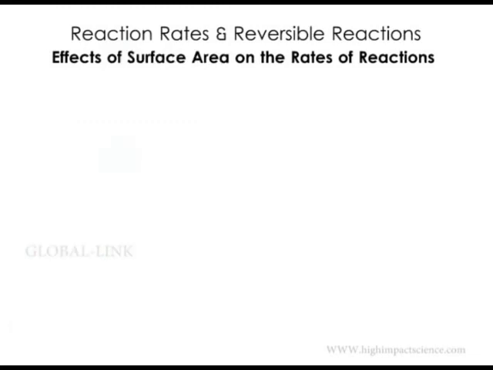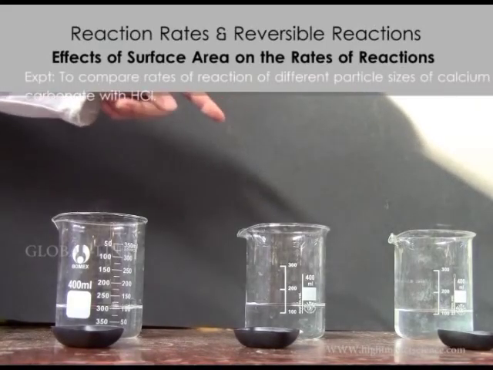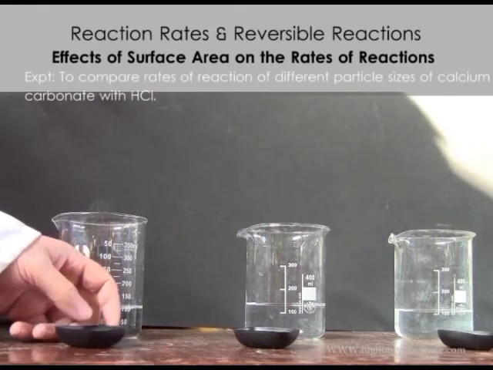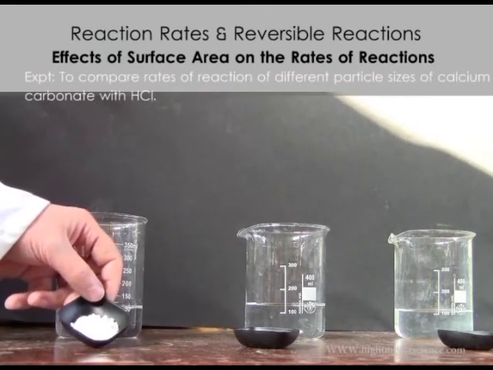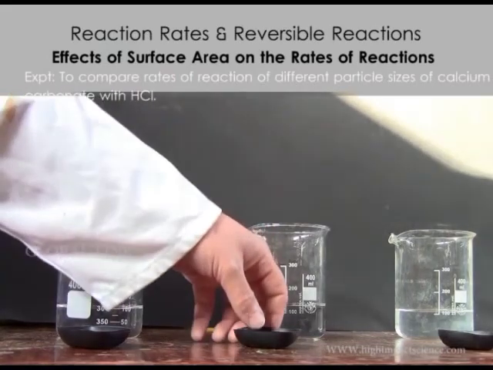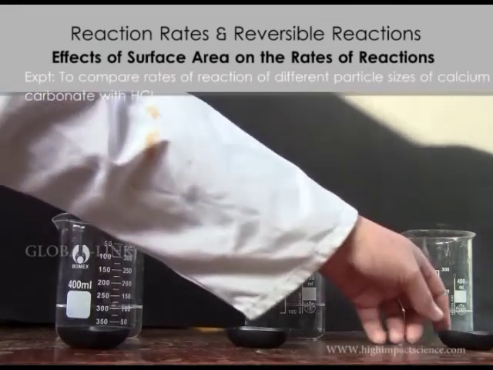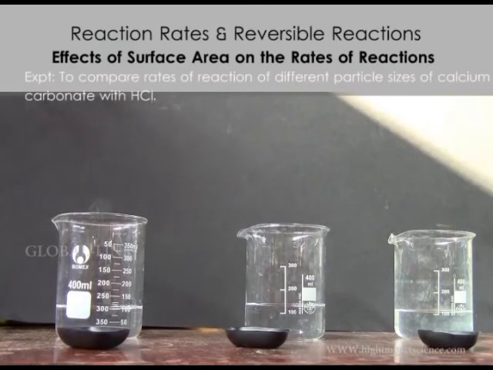Next is the effect of surface area. Let us perform an experiment. We have 3 beakers, each containing the same concentration of hydrochloric acid. And these black containers contain calcium carbonate. Here, calcium carbonate is in powder form. This one has medium-sized carbonate chips. And this one has fairly large pieces of calcium carbonate. So we will add each to the acid and observe if there is any difference in the rate of reaction.